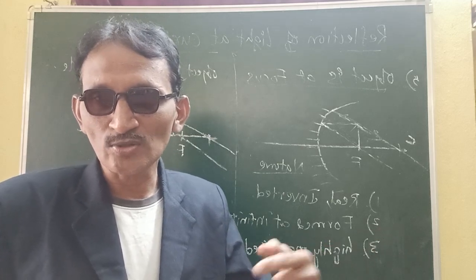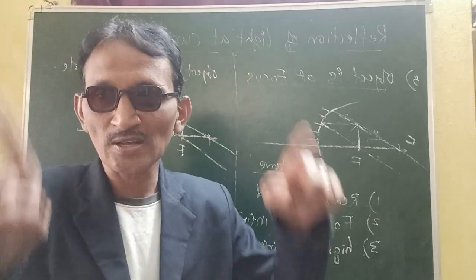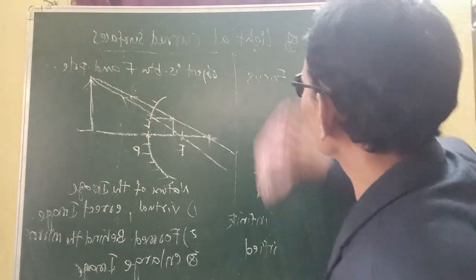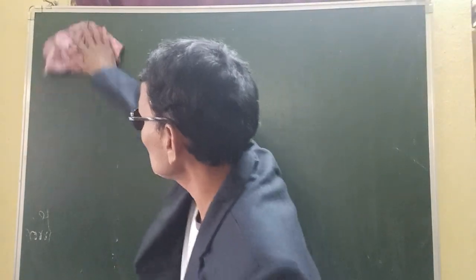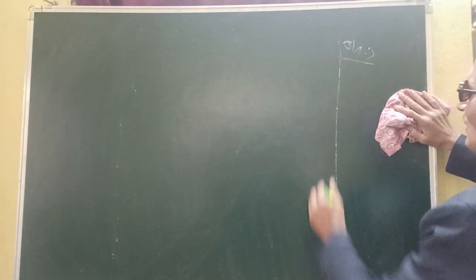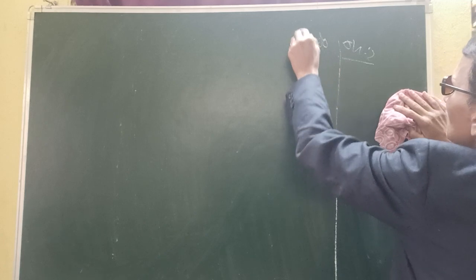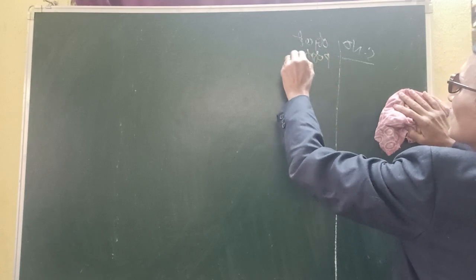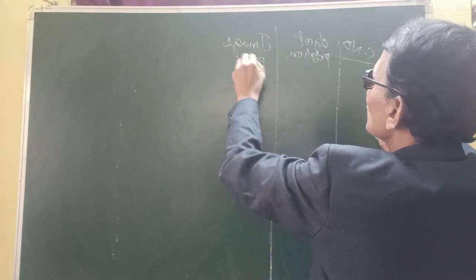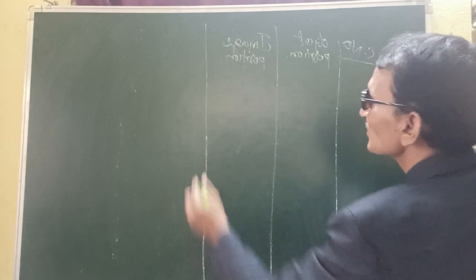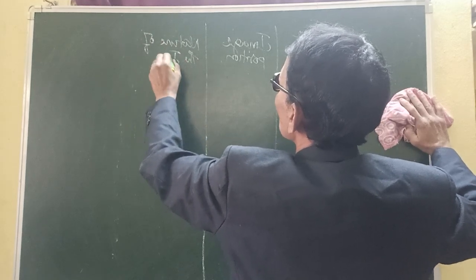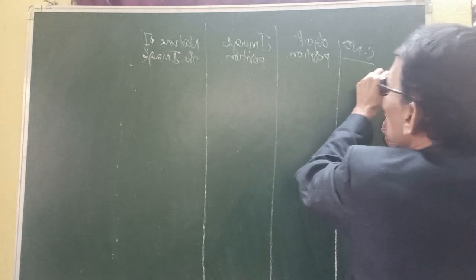So put a star on the third condition and the sixth condition, read and prepare the table. It is a small table, so it is very easy to make the table also. Here it is. Here serial number, next object position, next image position, and nature of the image. Let us make a table.